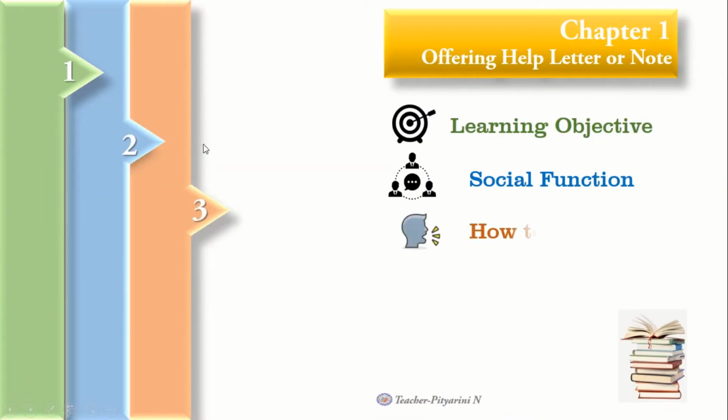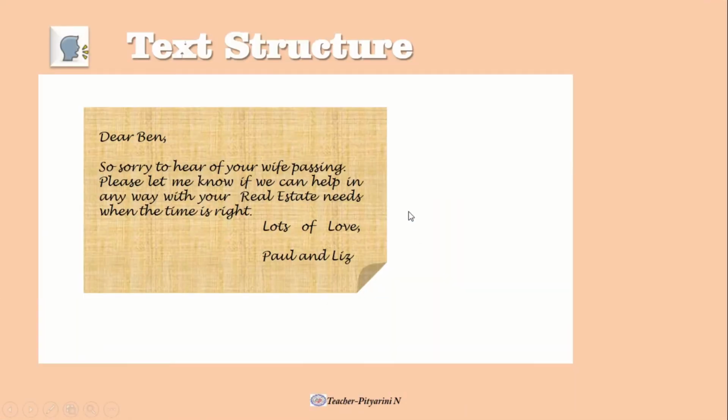Now let's see how we write it. Okay, we start with the easy one, the short notes. Here we see a note written to a friend. When you want to write a note to a friend offering help, you can start with salutation. So you can write dear Ben or hi Ben. So hi or dear followed by nickname. You will never write a surname or family name here. Okay, then it's followed with comma.